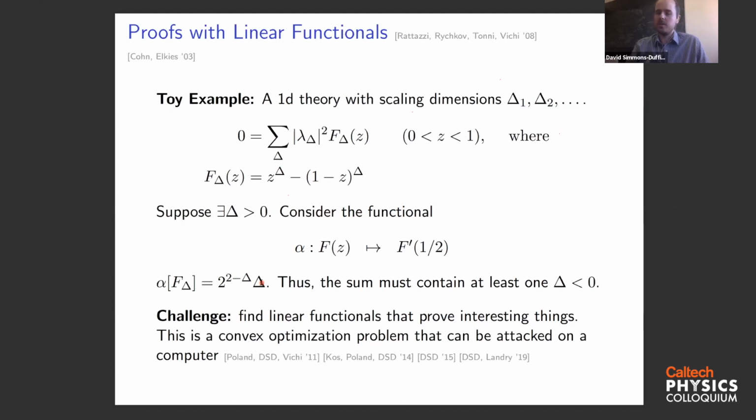In some cases, you can do this analytically. So for example, in this toy example, I wrote down a functional that we can analyze analytically. But in the case of strongly coupled theories that are relevant for condensed matter physics, like the O2 model, by far the most interesting functionals come from computer searches. So one of the things that has happened over the last decade really is we've developed tools for doing these computer searches more and more efficiently and finding more and more interesting functionals that prove interesting things about these theories.